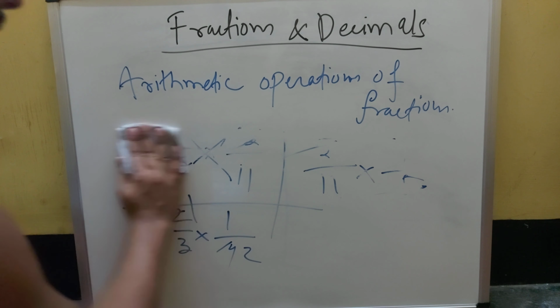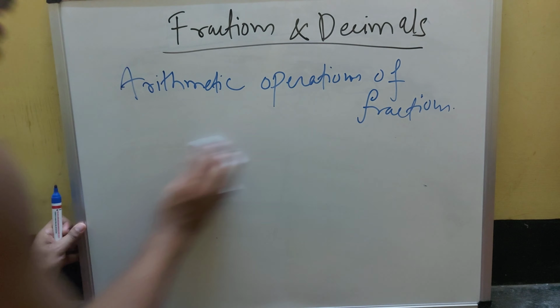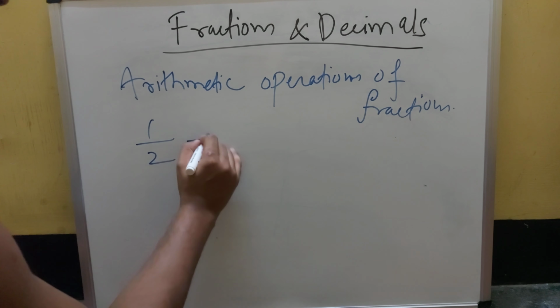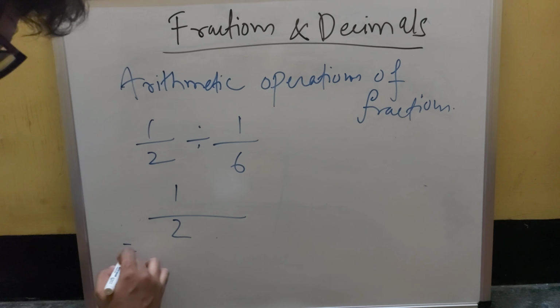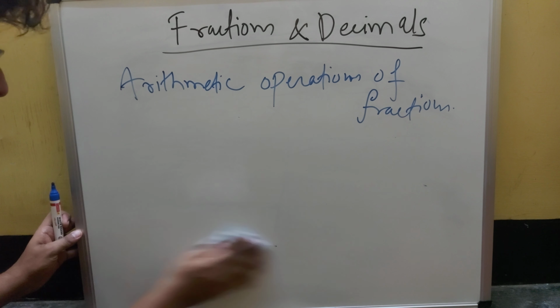Okay? Now, let's come to the ultimate part, that is the division of fractions. During division, let's say 1 by 2 divided by 1 by 6. How will we do this? Can you tell? Look, I am giving you a simple thing. 1 by 2 is written like this, right? Divided by 1 by 6 means, if we write it like this, divided by 1 upon 6.